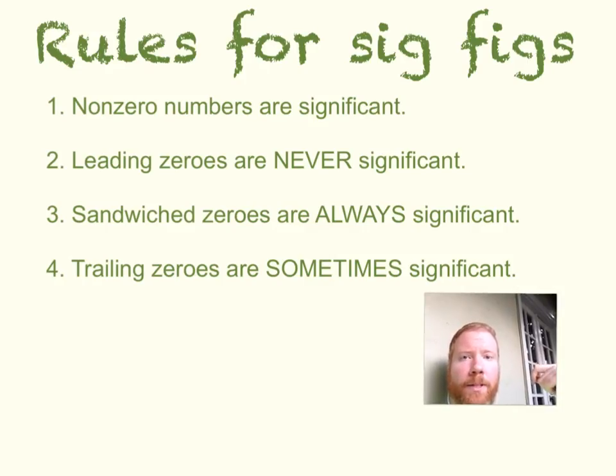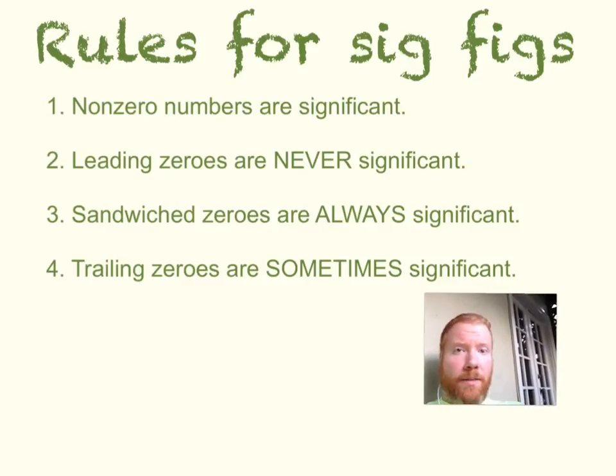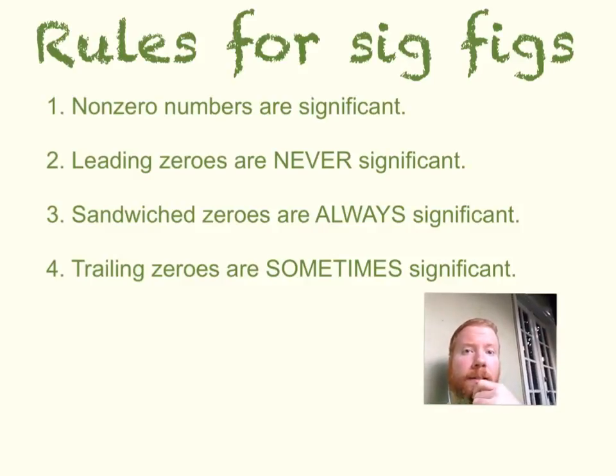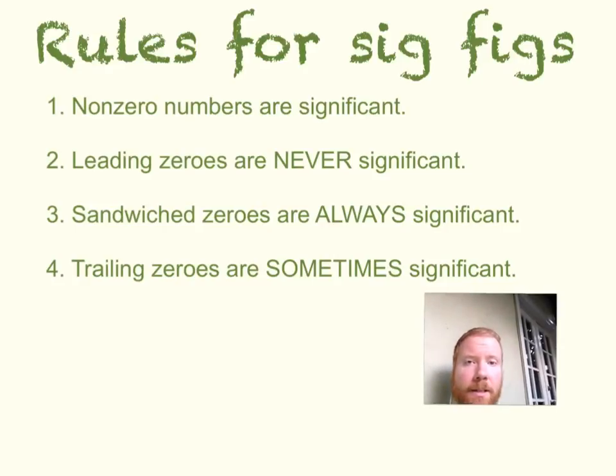Okay guys, so in summary, the rules for identifying a sig fig: if it's not a 0, it's significant, period, always. If it's a leading 0, it never counts as a sig fig. If it's sandwiched, it's always a sig fig. And finally, if it's trailing, it's significant if there is a decimal somewhere in the number. Okay, those are your 4 rules. Learn them, love them. You're going to use them all year long, and good luck on the practice.